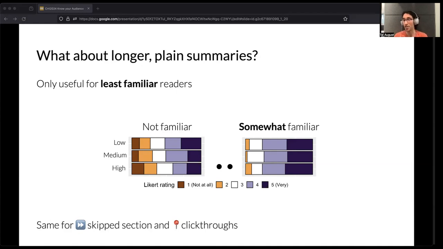But even by the time you get to somewhat familiar, so this is 2 or 3 on a 5-point scale, you start to see that the reading ease ratings, as well as the other reading measures, all kind of equalize across the different complexity versions. And this trend also held true for click-throughs and skipped sections, as for our first two studies. So higher familiarity participants skipped more sections of the lower complexity summaries.